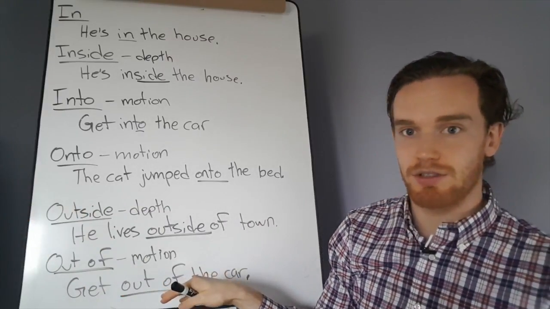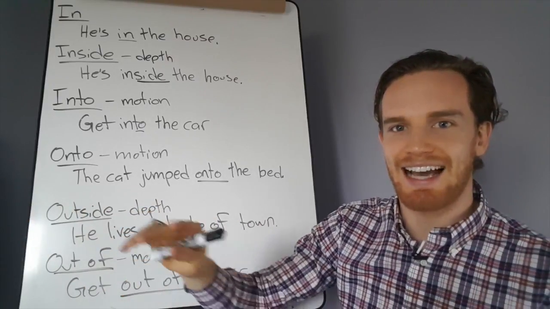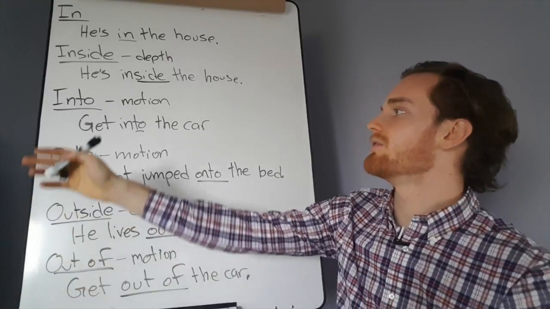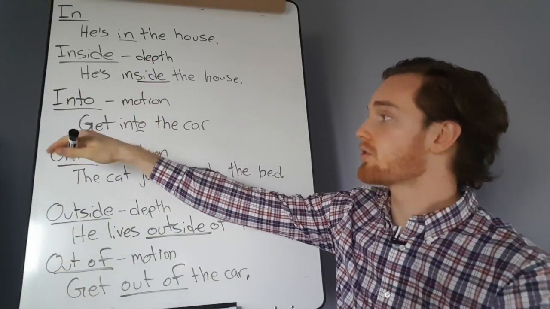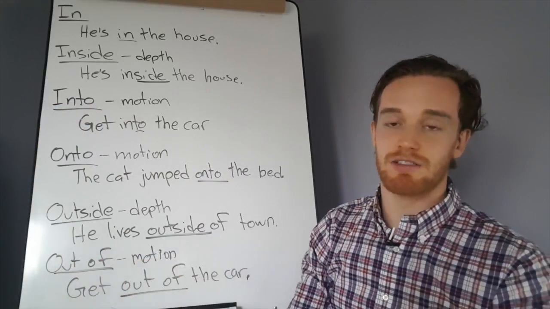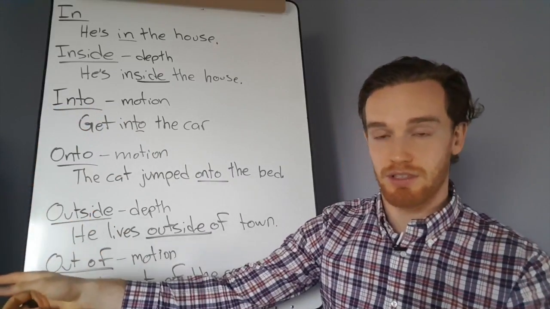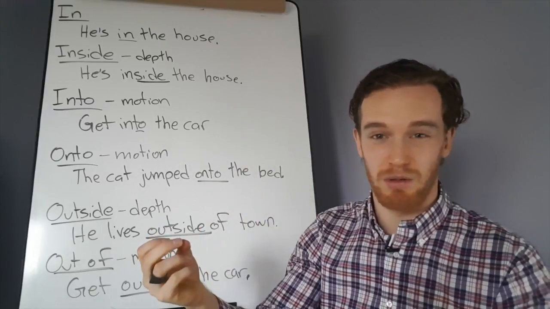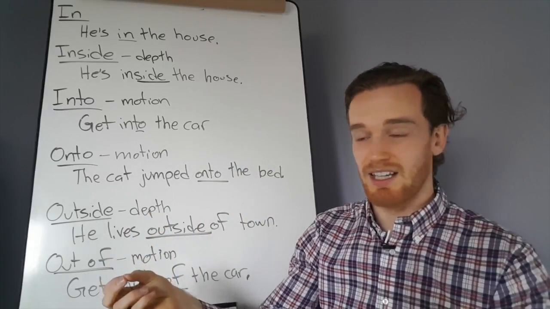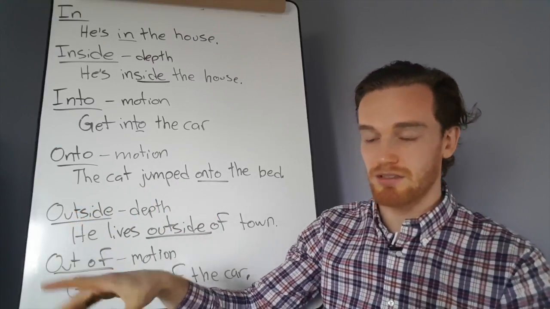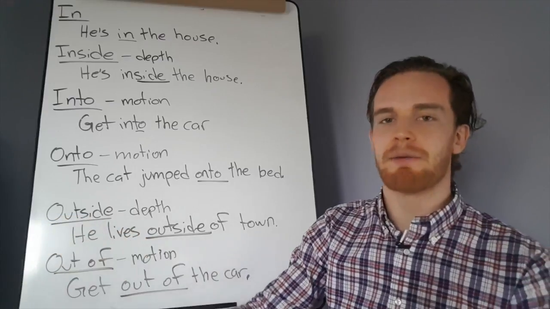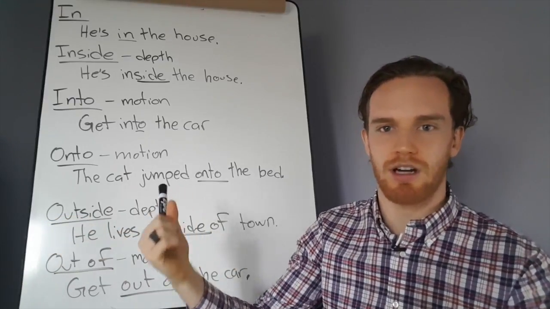Y pronunciación ahora, get out of the car, get out of the car. Y de nuevo, como con into, muchas veces los gringos no van a decir get out of the car. Cuando decimos eso es cuando la novia es muy enojada, ella no quiere verte en este momento, ella dice get out of the car. ¿Sí? Pero muchas veces solo decimos, yeah, get out the car.